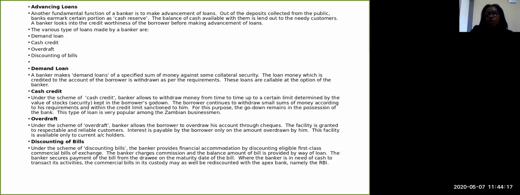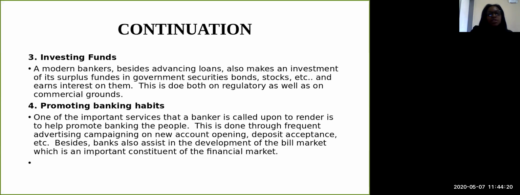So we'll go on and look at the third function of commercial banks, which is investing funds. A modern banker, besides advancing loans, also makes an investment of its surplus funds in government securities, bonds, stocks, etc., and earns interest on them. This is done both on regulatory as well as on commercial grounds.